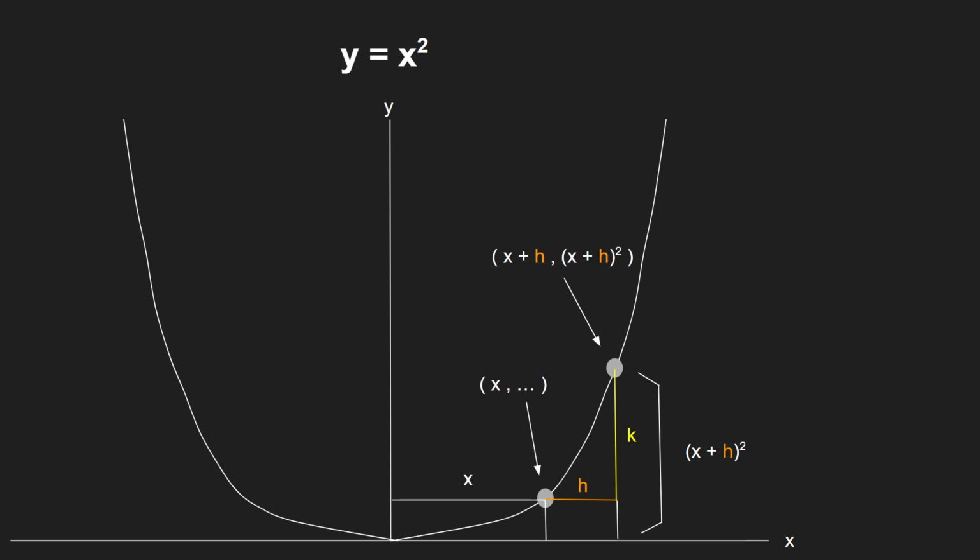But k is the difference between the y-coordinates, not the y-coordinate itself. Remember, this other point has to also follow the same rules, and since all points follow the rule y equals x squared, and since the x-coordinate of the point is x, the y-coordinate must be x squared. So since k is the difference in y between the two y-coordinates, k must be equal to (x plus h) squared minus x squared, the difference in the y-coordinates.